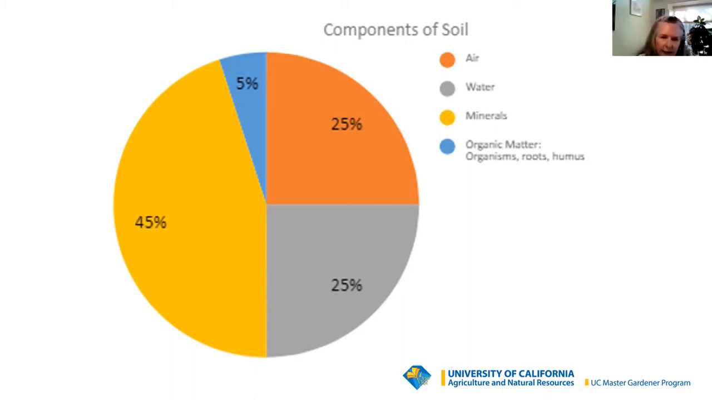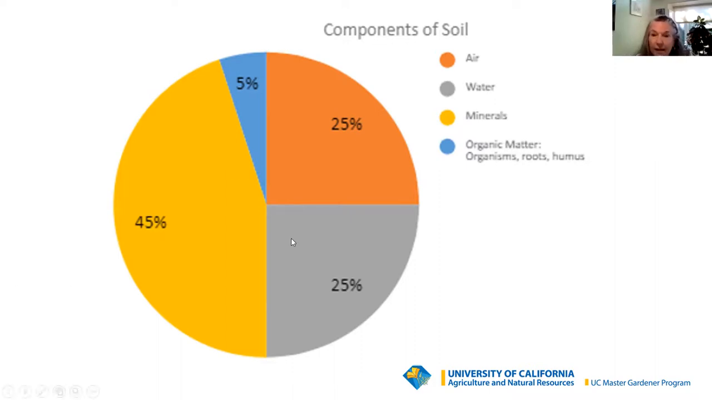On this circle graph, the components of soil, our focus is on the 5% of what organic matter is made up of. So you can see it in the blue area of the circle graph. And that's made up of organisms that are alive and roots and humus, which is well decomposed soil matter. And some scientists call that the battery of the soil.